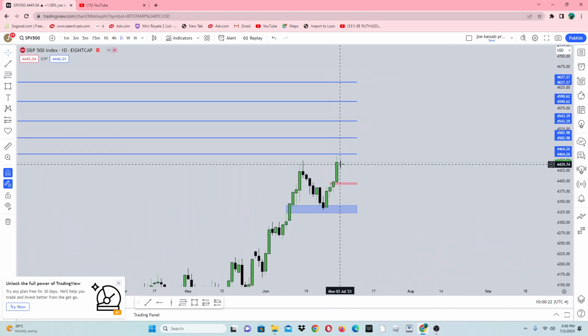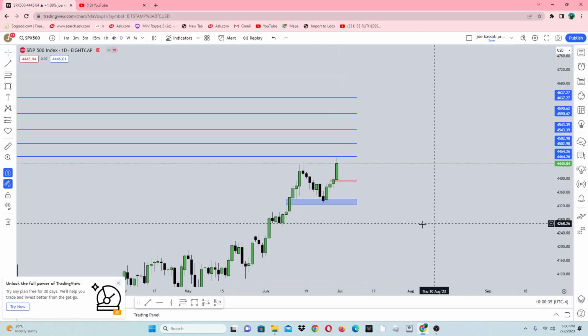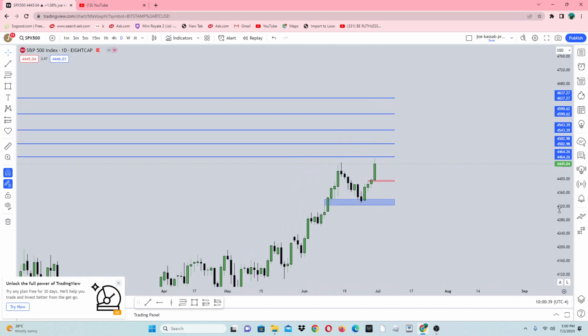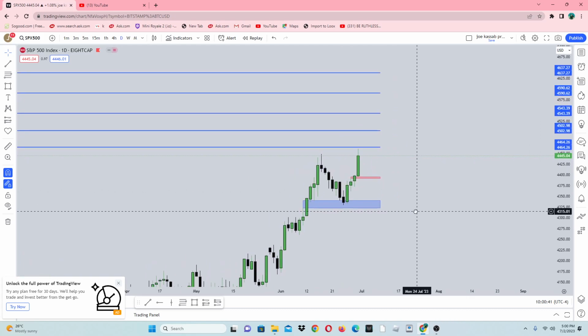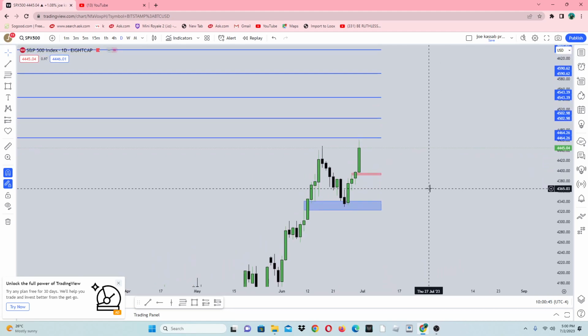And for Monday, I anticipate price to hit this order block right here, this weekly order block. And for Tuesday, I anticipate nothing. I just read the chart and see what price will give me as evidence for bullishness or bearishness.